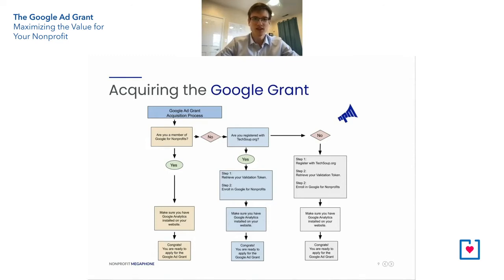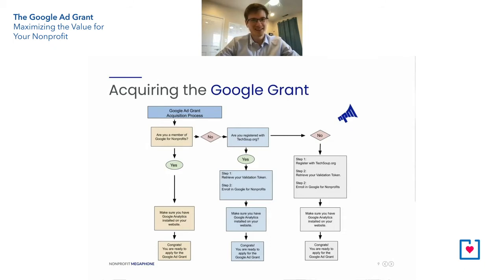And then you'll just need to make sure that you have Google Analytics and some kind of conversion tracking set up on your website. And we'll talk about this more in detail later in the presentation. And then once that's ready, you can apply for the Google grant from your Google for Nonprofits account. And it'll normally take a few days. And as long as you've done everything correctly, you'll get a wonderful email that will say, congratulations, you are approved for the Google grant, which is awesome.